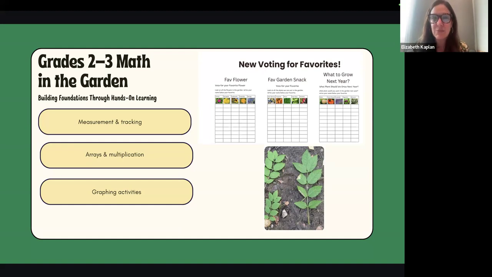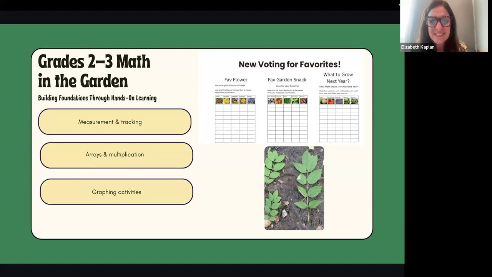Some of the strategies wreck parents' heads, to be honest with you, because they're really ways that we didn't learn, but we're always teaching concrete, pictorial, and abstract. So a way to integrate the gardens is really around that concrete way of bringing in pieces of the garden. So for measurement and tracking, we talked about measuring plants. That's an obvious one, and graphing.